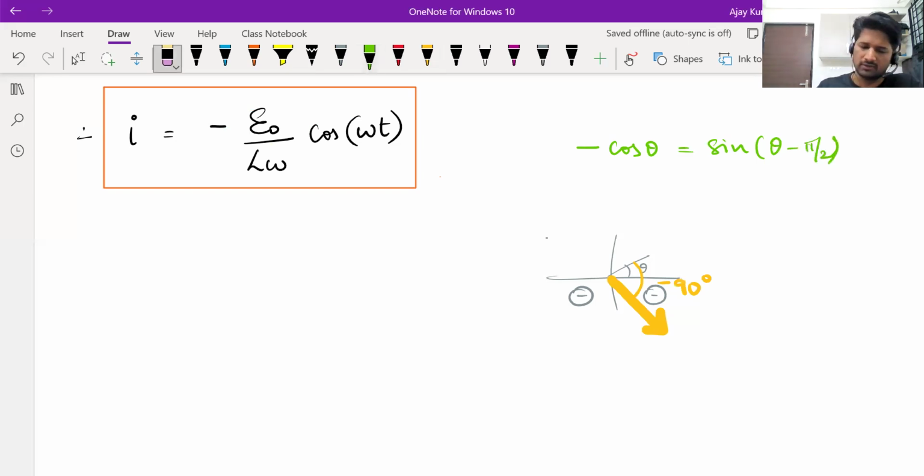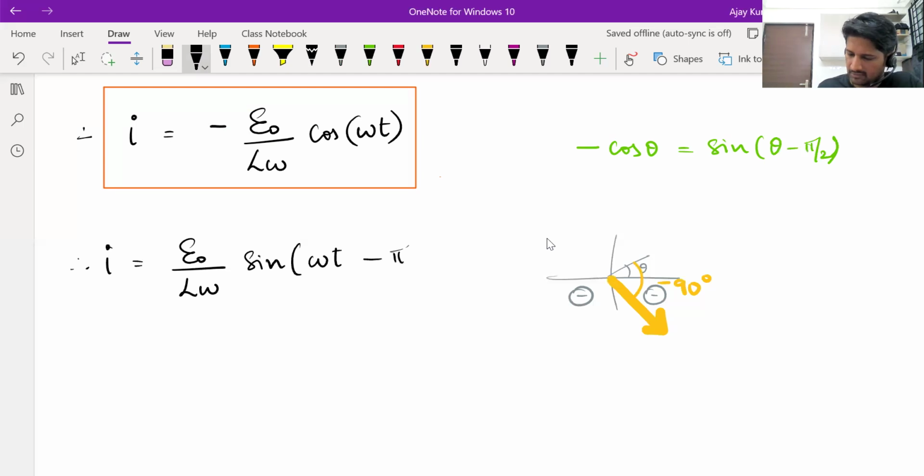Anyway, I don't want to get into much mathematics. So you can write the current as E naught by L omega, and the minus cos function will be written as sine of theta, where in place of theta, here we have omega t minus pi by 2. Is this step clear to both of you? Yes, sir. Rishi, understood? Yes, sir.